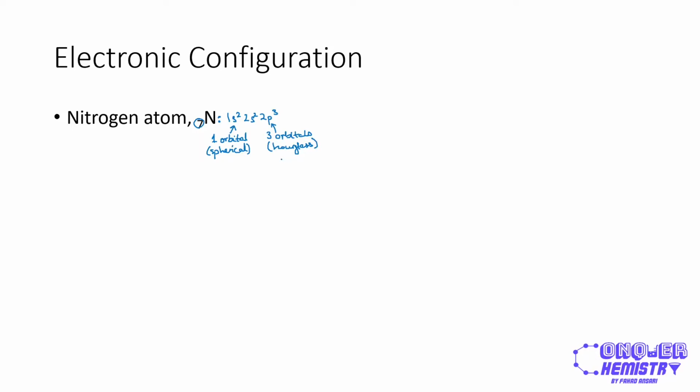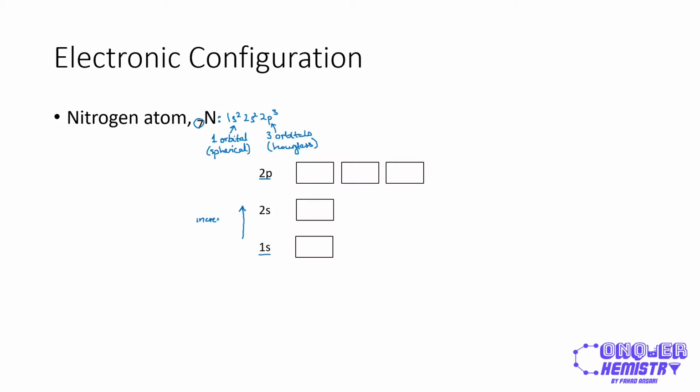So how do we assign electrons to orbitals within subshells? Well, we use a notation known as the box notation. In this box notation, we have placed the subshells from the lowest energy level, the 1s, all the way up to the highest energy level subshell, which is 2p in the case of the nitrogen atom. So as you move up, you have increasing energy level.